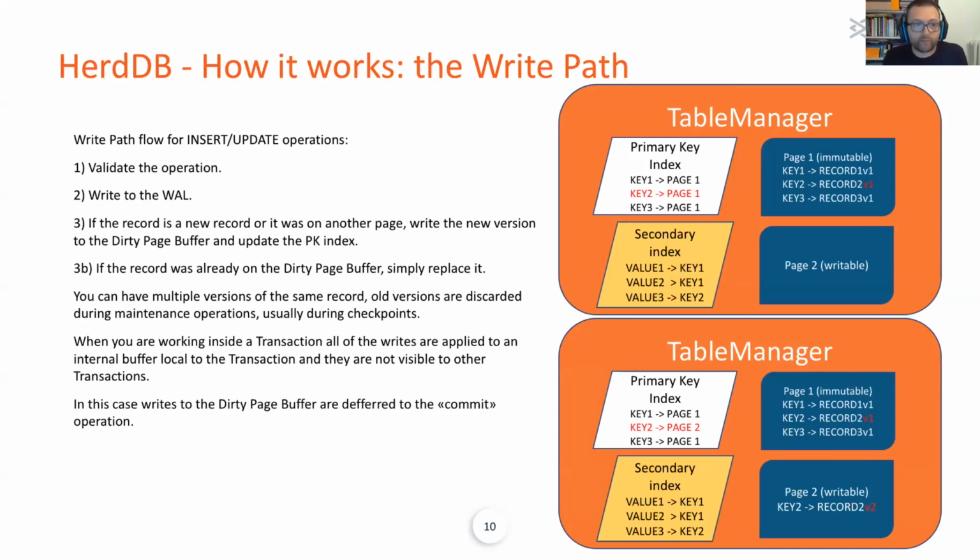You can have multiple versions of the same record. Old versions are discarded during maintenance operations, usually during checkpoints. And if you're working inside a transaction, all of the writes are applied to an internal buffer local to the transaction, and they are not visible to other transactions. And in this case, the writes to the dirty page are deferred to the commit operation of the transaction.